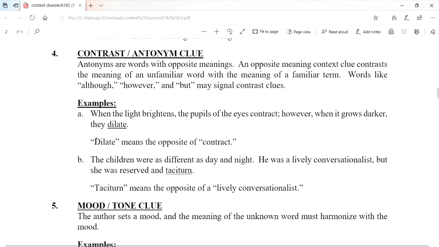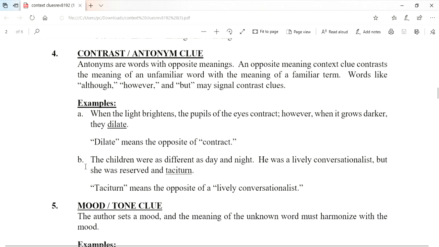So now you're asking yourself, if they say the pupils of the eye contract, so pupils contract here, and they're saying that when it grows darker, they dilate. Okay, so contract, you know the meaning of contract, and then they're comparing contract to dilate. So basically, you should know that dilate is going to mean becoming loose. Okay, loose is what is talked about here, as in loose. You get the point. Good.